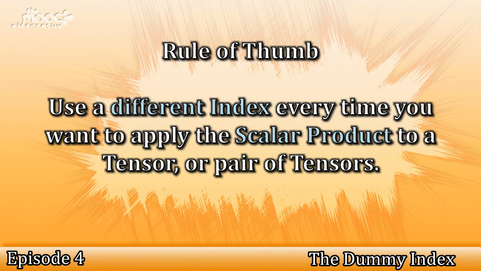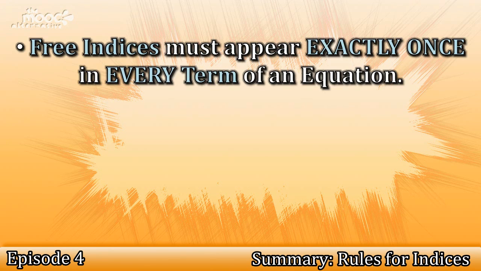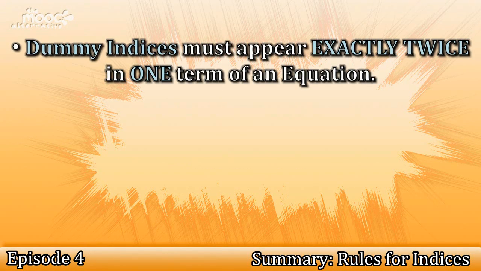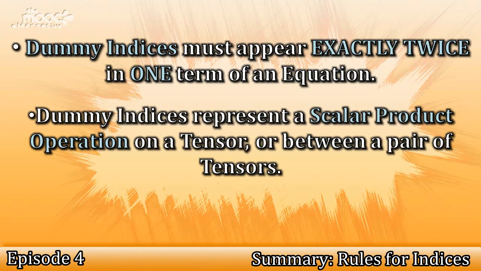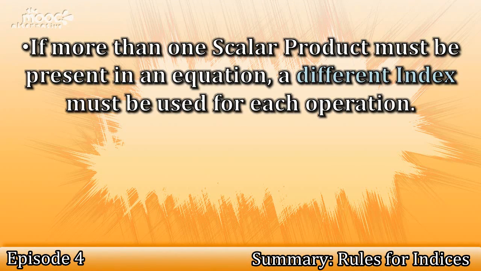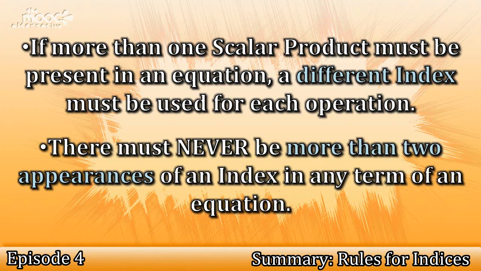Let's have a look at the rules for indices that we have acquired over the past 4 videos. Firstly, free indices must appear exactly once in every term of an equation. Free indices denote the number of components that a tensor or equation of tensors has. Dummy indices must appear exactly twice in one term of an equation. Dummy indices represent a scalar product operation on a tensor or between a pair of tensors. The output of a tensor or tensors with dummy indices applied is a scalar. If more than one scalar product must be present in an equation, a different index must be used for each operation. And lastly, there must never be more than 2 appearances of an index in any term of an equation.